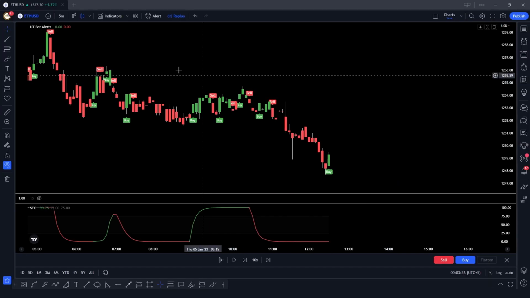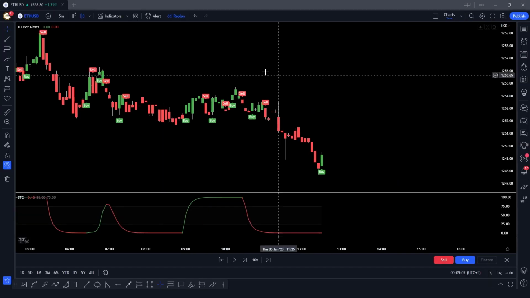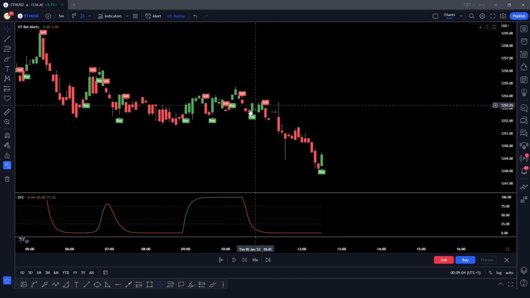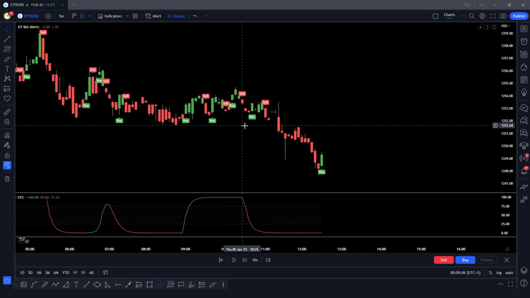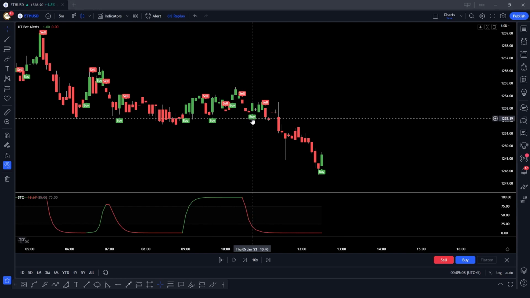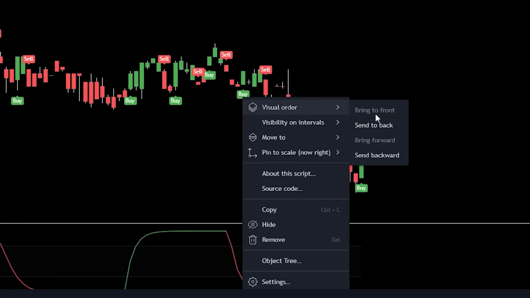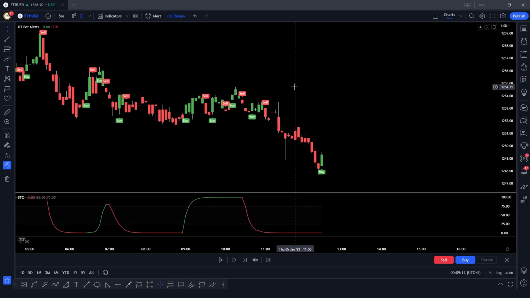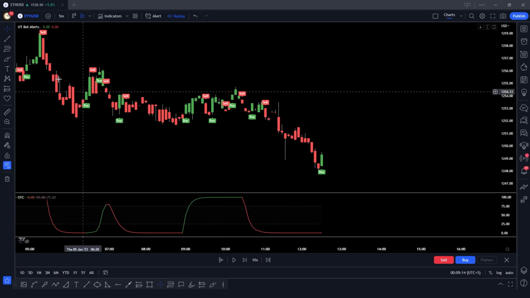And now let's go ahead and configure our indicators as we need. So as you can see, UTBot alerts is a simple buy and sell indicator. And also to bring this in front of a chart, you can right click on this indicator, and from visual order, you can click on this bring to front. Now let's go ahead and configure our UTBot alerts indicator.